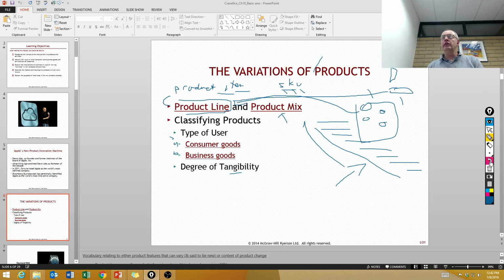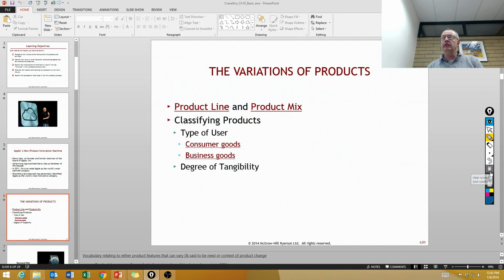Okay. So next we look at the different ways of classifying consumer goods.